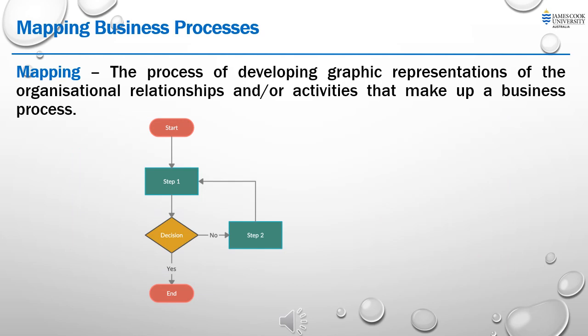It's very important to visualize those processes, or we call it mapping. It's a graphical representation of organizational relationships and activities that make up the business. So the purpose of mapping is to create a common understanding of the content of the process, like the activities, results, and who performs at the various stages, define the boundaries of the process, and also provide a baseline against which to measure the impact of improvement efforts.